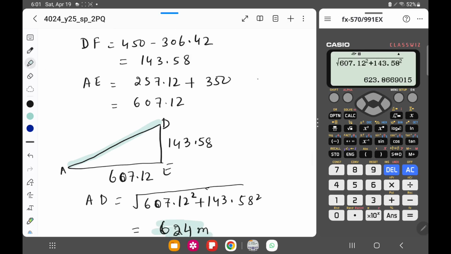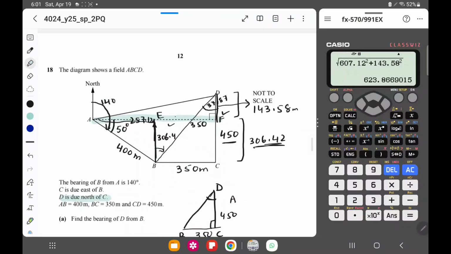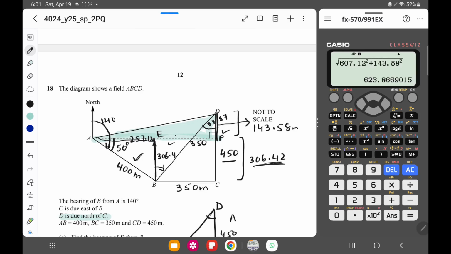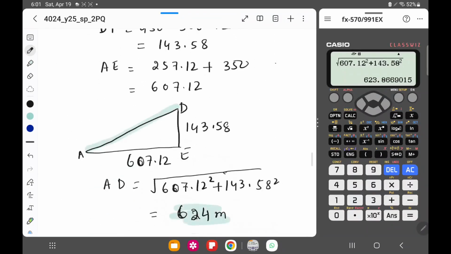Just a recap of the question, it's very lengthy. Look at this diagram. First of all, the angle bearing was very easy. Then we found the triangle in which we have to find DF and AF. EF was 350, we know. AE we found with the help of this triangle by using the trigonometric ratio, and then we added 350 and 257.12, and then we took the triangle DAF and used Pythagoras theorem to calculate our answer. I hope you understood this part.